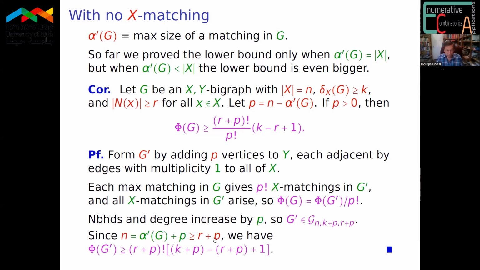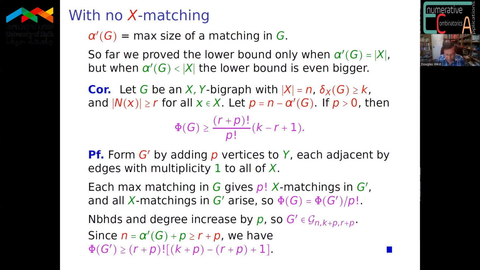And so we apply the case of the theorem where n is at least the neighborhood parameter. We get R plus P factorial times K plus P minus R plus P plus 1. Well, in this formula, the P's cancel out. It simplifies to this up here because we have to divide by P factorial. So that proves the corollary.